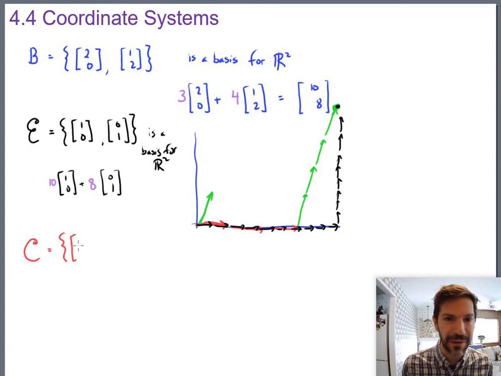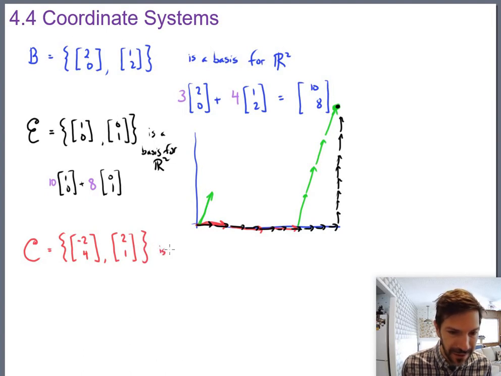And let's see, what should C be? Let's go -2, 4, and 2, 1 for lack of creativity. Okay, there's a new basis. This one is 2 linearly independent vectors.